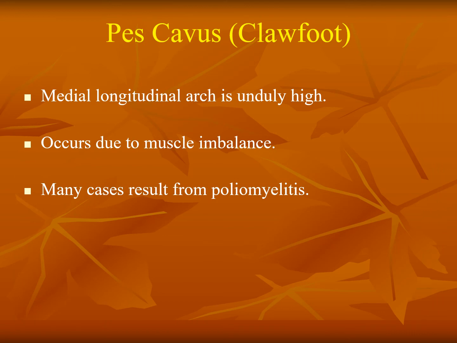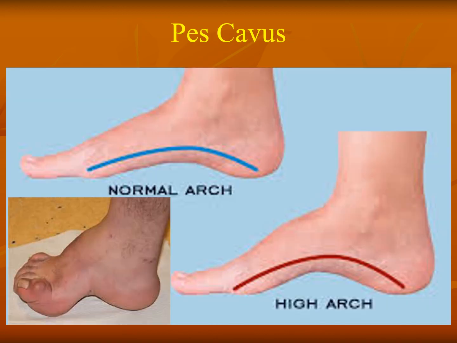The second condition is known as pes cavus, which is also known as claw foot. Here the medial longitudinal arch is unduly high. It is the opposite of pes planus. It occurs due to muscle imbalance. If the muscle tone is disturbed and muscles are imbalanced, it can cause a high longitudinal arch, and it may also occur due to poliomyelitis. You can see this is the normal arch and this is pes cavus. So the arch is very high.